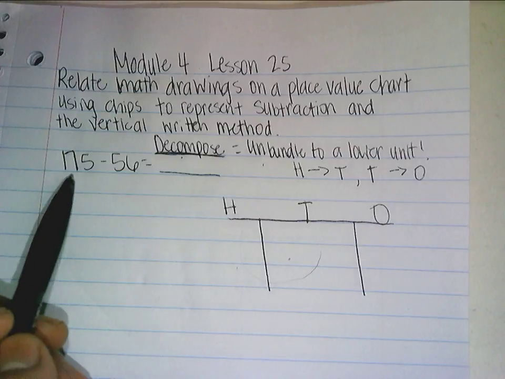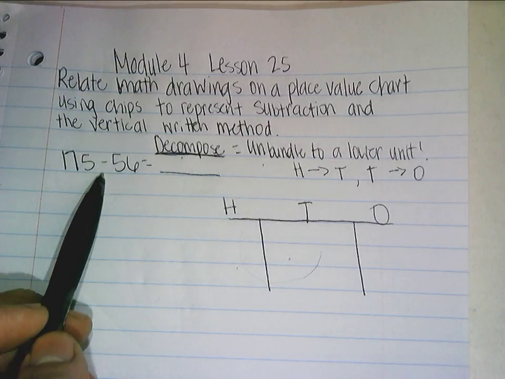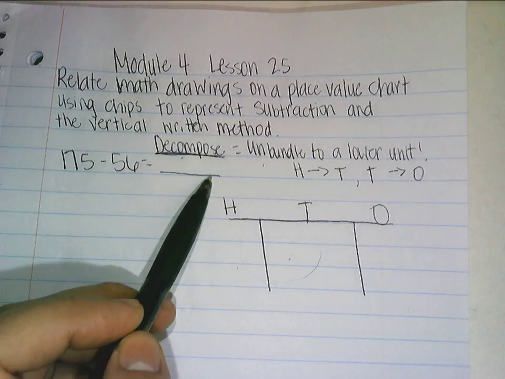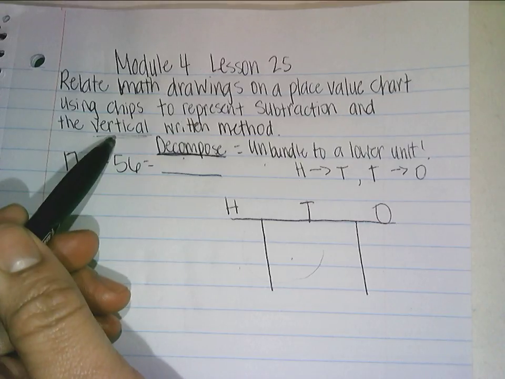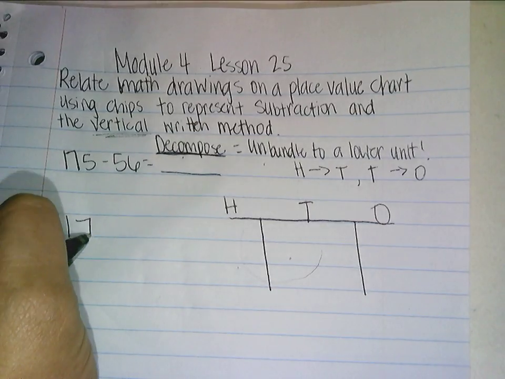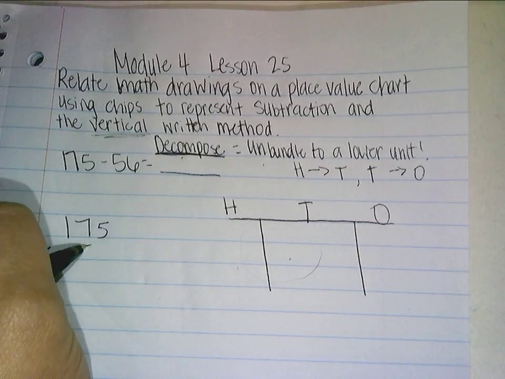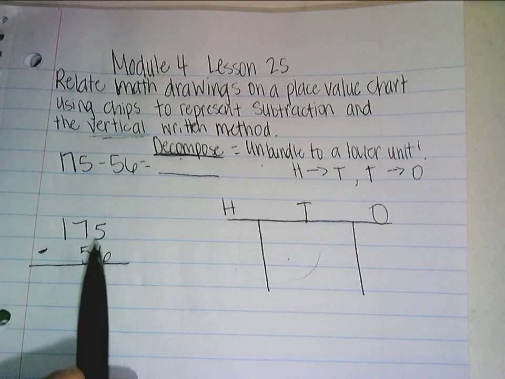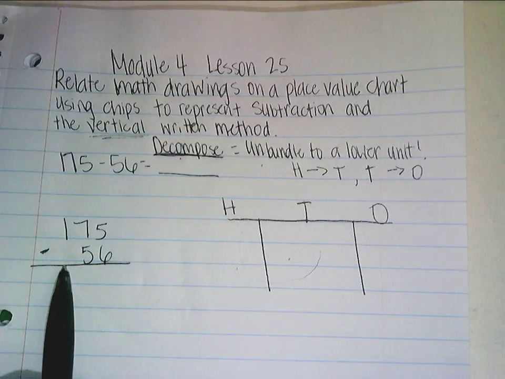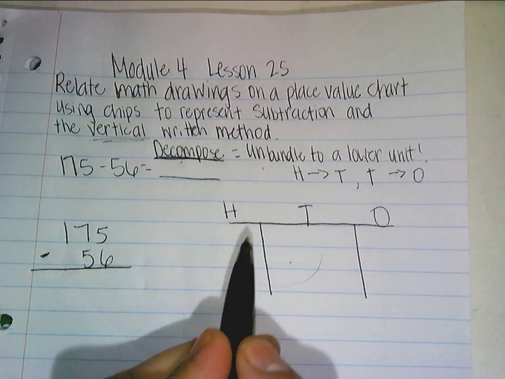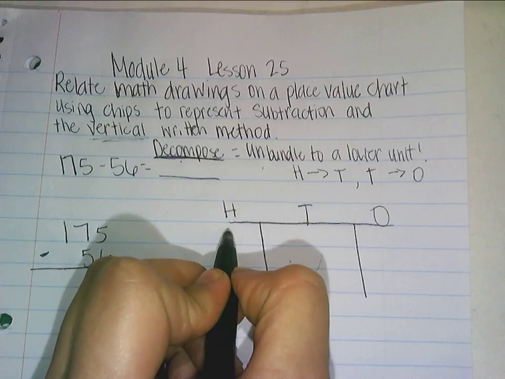So here's our first equation. 175 minus 56 equals. Once again, you're using that vertical method. So let's rewrite it. Make sure you line up those digits in the correct spots. The ones are with the ones, the tens are with the tens, and the hundreds are with the hundreds. So now I'm going to use my place value chart and use chips.